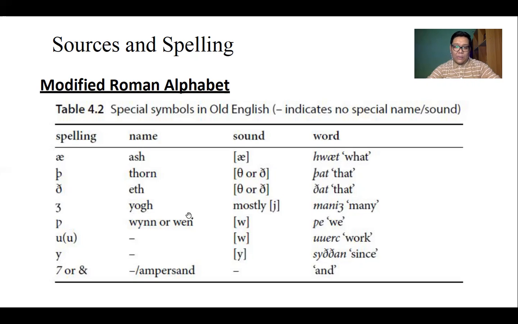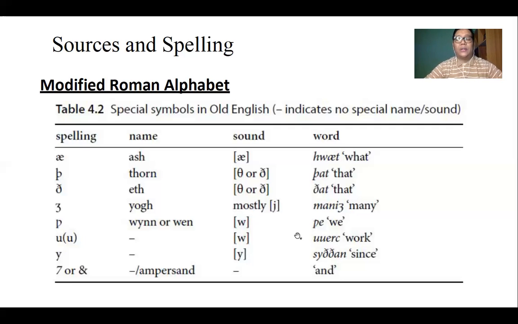And then we have this one, mostly the J sound, okay, the yod symbol, as in many, okay, many, as in the E sound here. And then we have the win or the wen, okay, for the W sound, okay, we. And then we have here W, literally. So now it's pronounced as the W sound. So we have work, work. It's just that this one is really prolonged, okay?